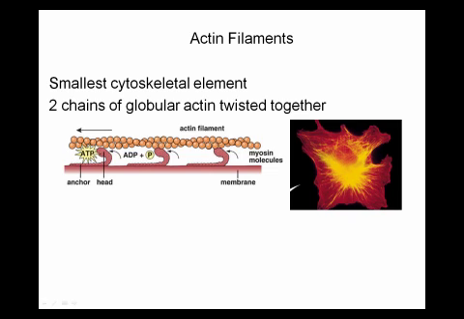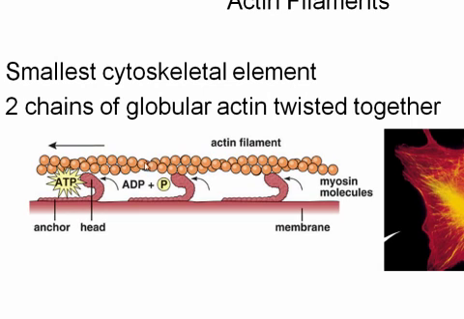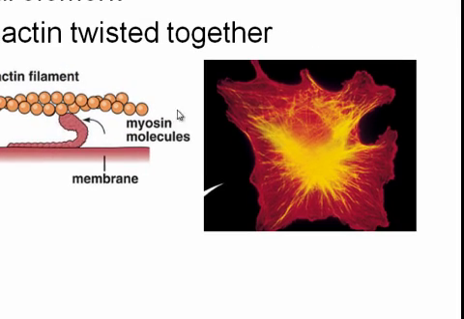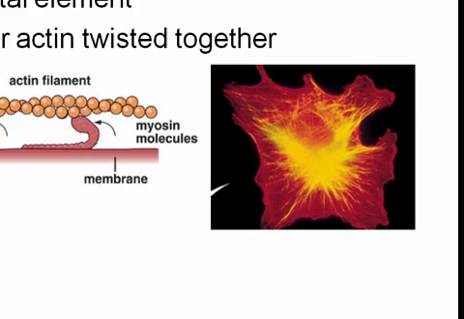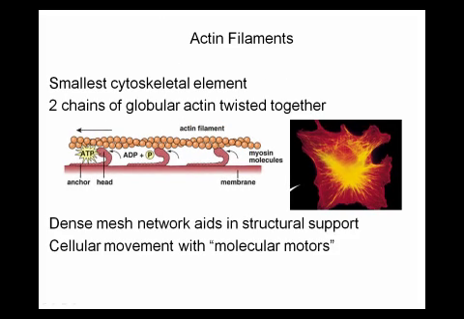You can see in the diagram on the left the little structure that looks like strings of pearls would be the actin filament. In the diagram on the left, this is a cell, and this particular image is a process called immunofluorescent microscopy. You can see the boundary of the cell up against a black background, and all of those gold fibers are the actin filaments. This forms a very dense network beneath the plasma membrane and supports the plasma membrane.